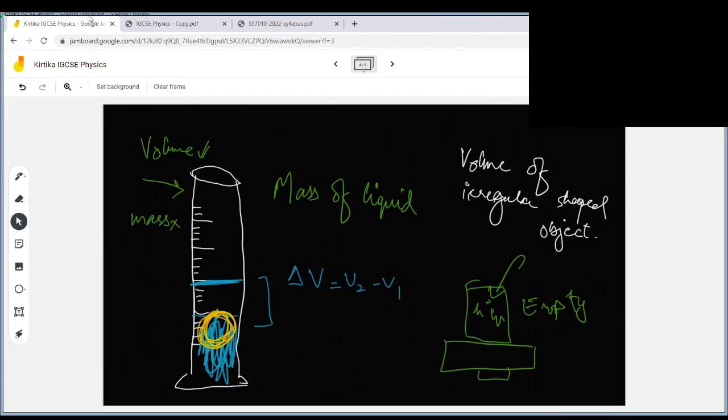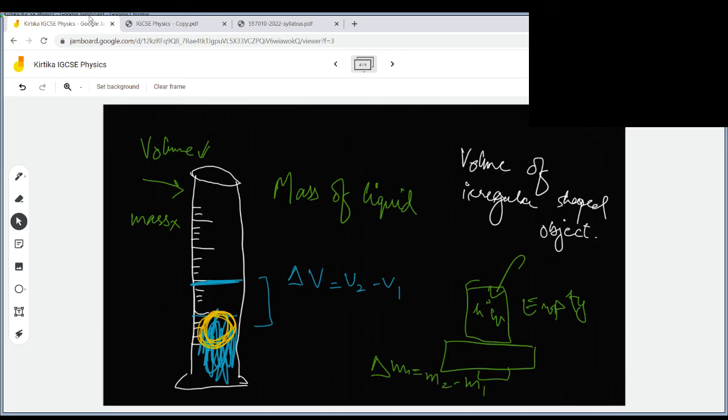So delta M, or M2 minus M1. M1 being the mass of the empty beaker, and M2 is the mass of the beaker with liquid in it. So the difference in the two masses will give me the mass of the liquid.